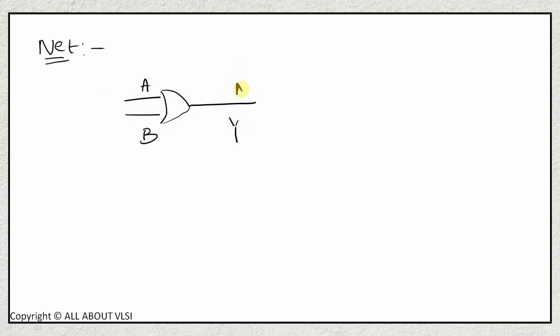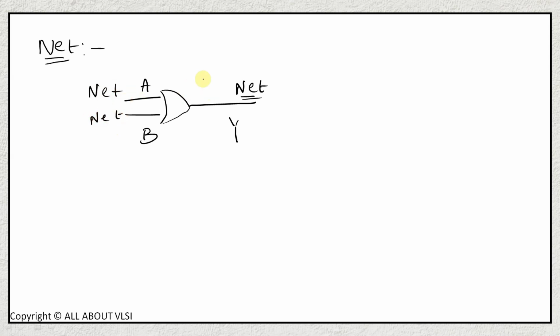Let us try to understand the next type of data type, which is known as net. Basically, nets are continuously driven by combinational logic. For example, this is your OR gate and this is your output. Let's say this is your input A, B, and Y. Here we are going to use a net, and this is also a net.